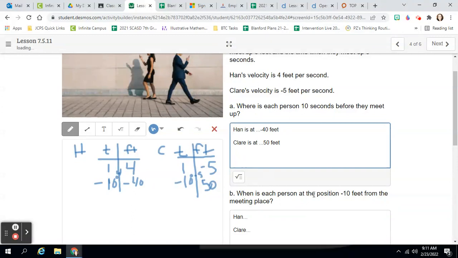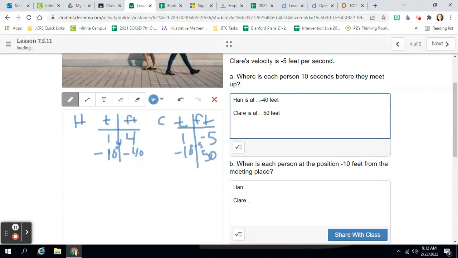Okay. When is each person at the position -10 feet from the meeting place? Okay. So here I'm thinking about this because I know Han is at, they're saying in this table, when is Han at -10? And same thing here. When is Claire at -10? Okay. So basically, to solve these, I take their rate, right, times their time, and it's going to equal their distance, or in this case, feet, right?